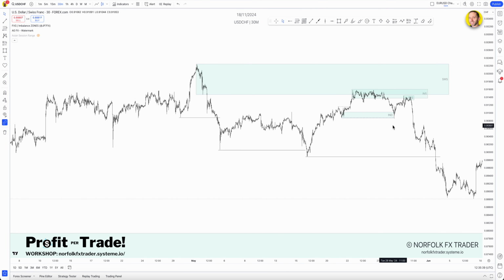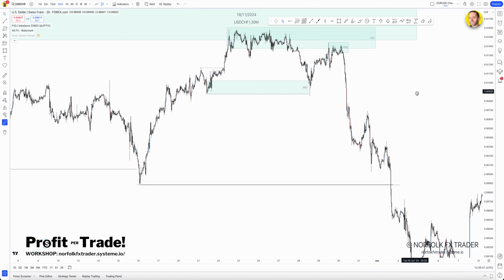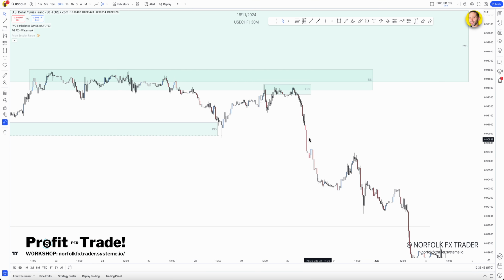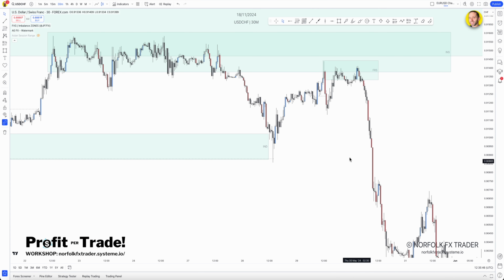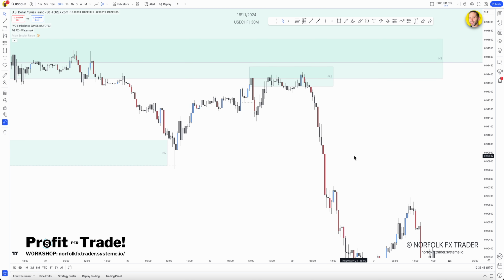Now, if we zoom in even closer, we also can apply our fractal reversal. And this is how you can then create even higher profits in the market.